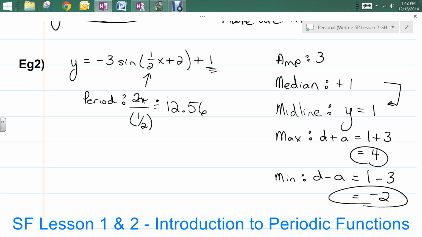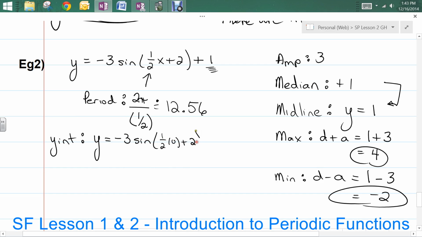Those are the first ones. Period tends to cause the most confusion because people think, oh, it's the b value, but it's not. Okay, it concerns the b value, but you have to plug it into the formula. Amplitude is the a. Okay, now the next things I need are the y-intercepts. To find the y-intercept, I go into my calculator and I let x equal 0. So y equals -3 times the sine of (1/2 times 0 plus 2), close the bracket, plus 1. And I've got to type that into my calculator.